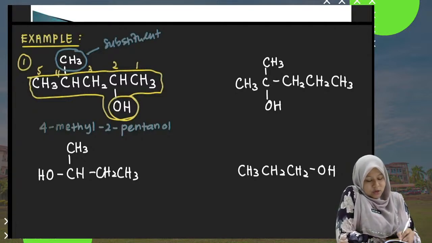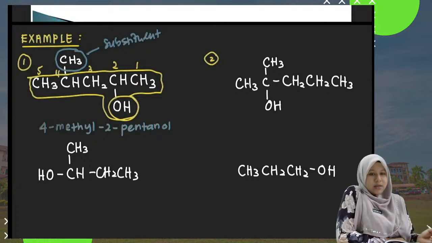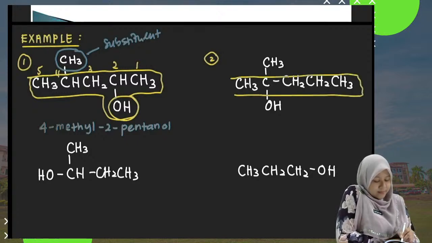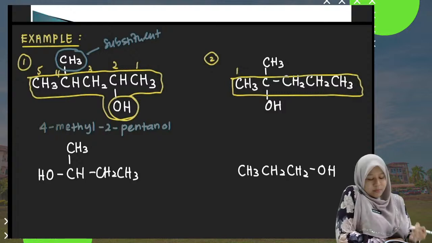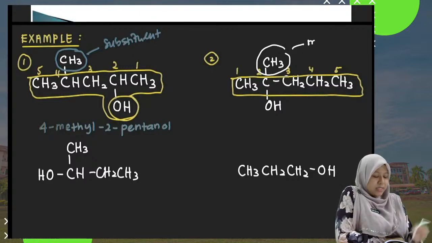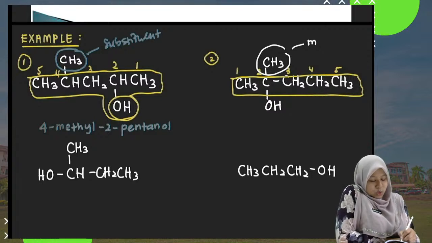Then we go for the second example. Rule number 1, parent chain. The parent chain must contain OH and be the longest carbon chain. So here we have it, then numbering carbon 1, carbon 2, 3, 4, 5, and the substituent at carbon number 2, which is methyl. So we have here 2-methyl, the number of the substituent, and 2-pentanol.